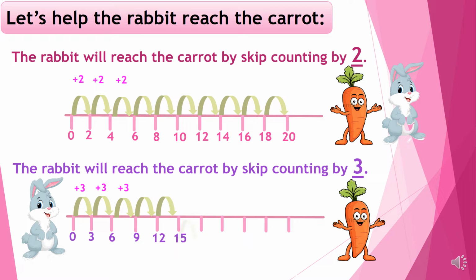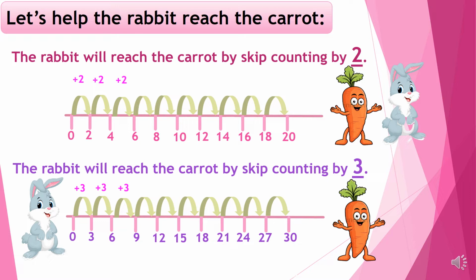3, 6, 9, 12, 15, 18, and 21. Count by 3, every one. 24 and 27, 30 is the last one.